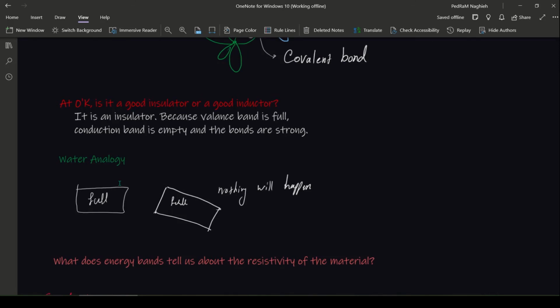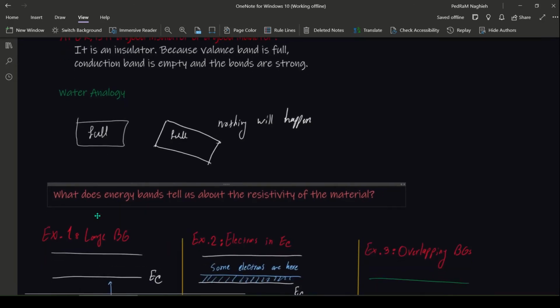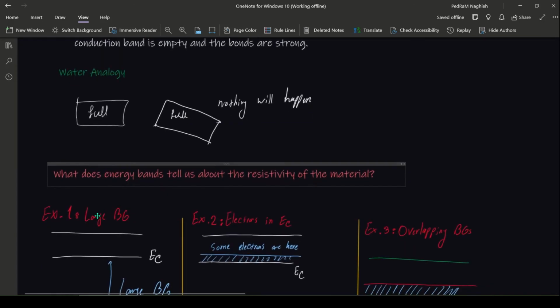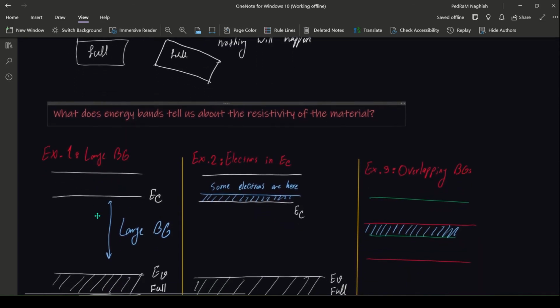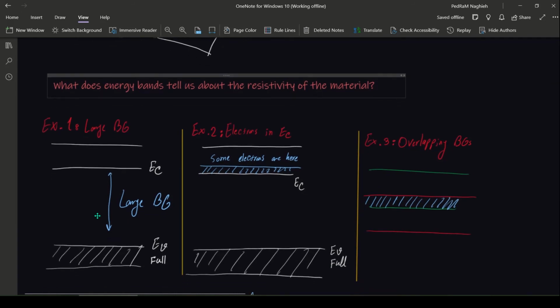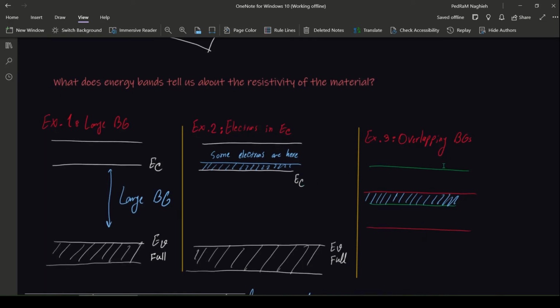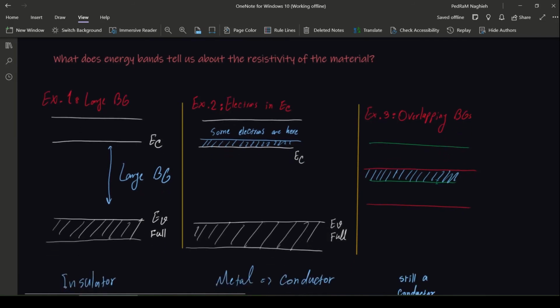So you have a water analogy, which is something like that. If we take a look at that, at 0 degrees Kelvin, these two are full and nothing will happen if we move them. Now let's talk about the band gap energies. Let's take a look at different situations and what will happen. You have a large band gap, you have electrons in the EC conduction band, and we have overlapping bands like this.